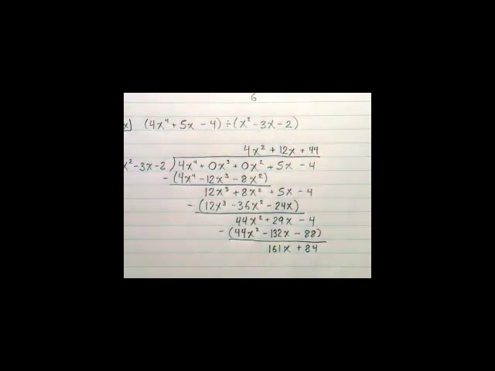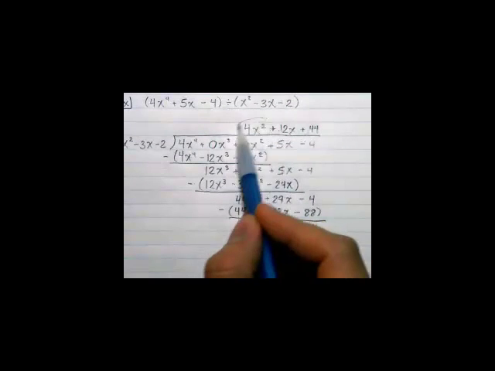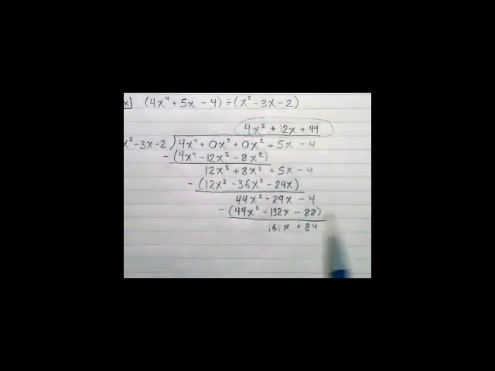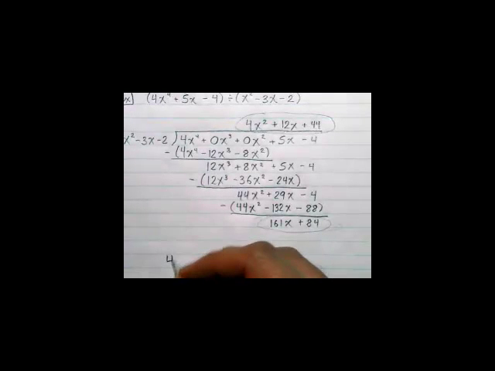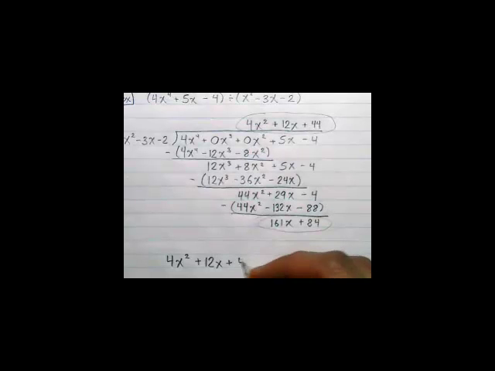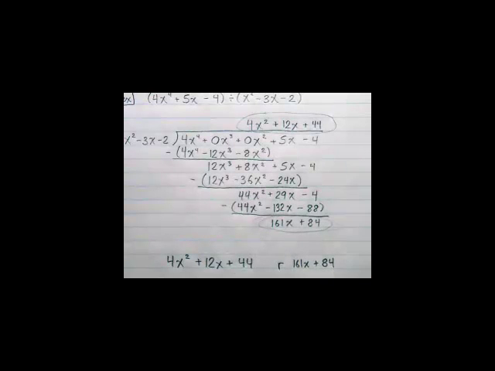Believe it or not, that whole thing is your remainder. It's not always just a number. Sometimes your remainder can have x in it with these things, and that's not wrong. And we would still write our answer the same kind of way. Remember, this number up here is the quotient. This is our answer. This is the leftover piece. So we've got 4x squared plus 12x plus 44 with a remainder of 161x plus 84.